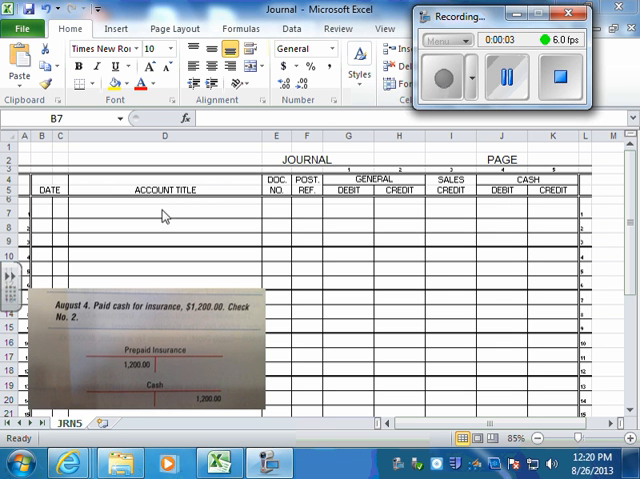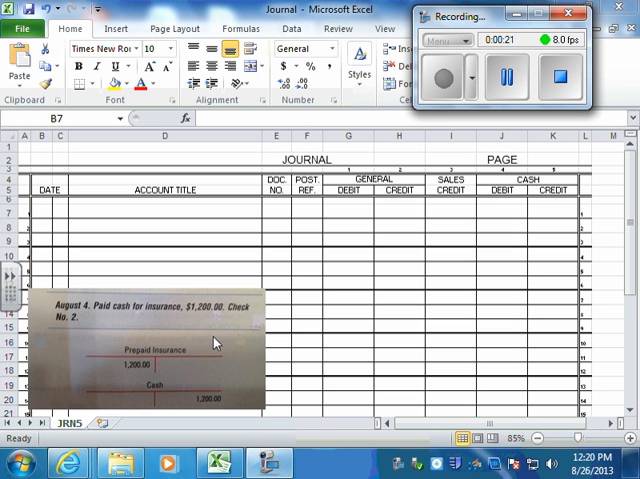Okay, now we're going to continue to go through journalizing transactions. So we're going to go ahead and journalize the transaction starting on page 63 in your textbook. The first one is paid cash for insurance, $1,200, check number 2.